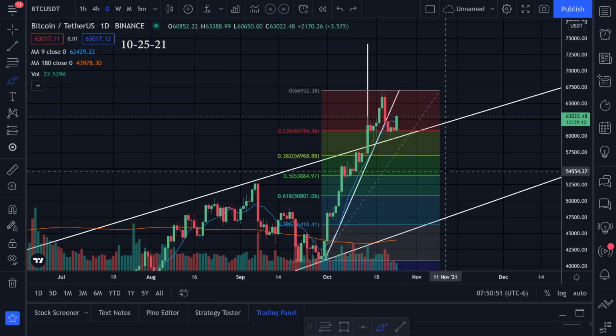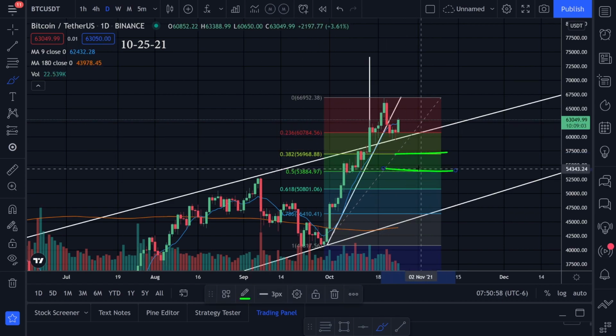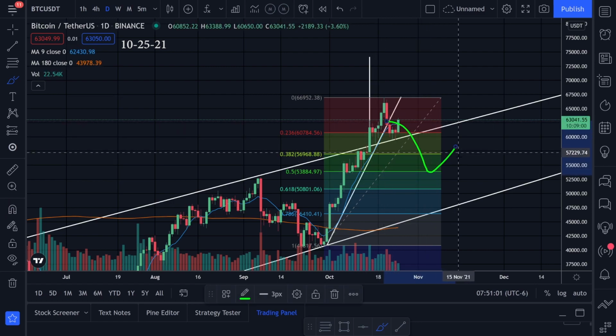I took a little bit of profits, but I still have most of my positions sitting in Bitcoin. But I just wanted to put some limit orders down here and here in case we did start to go down. Maybe we get a bounce.